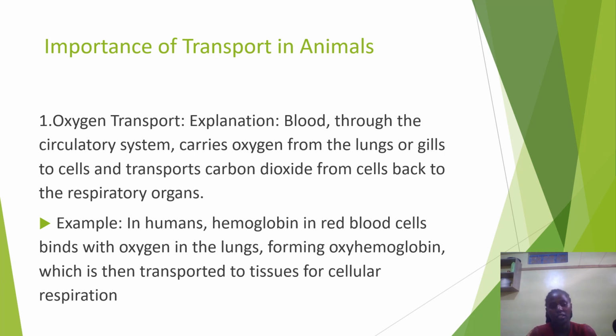Oxygen production. That's the first importance. And oxygen is very crucial. How do we get oxygen from plants? During the day, leaves absorb sunlight. And this is aided by a substance called chlorophyll.